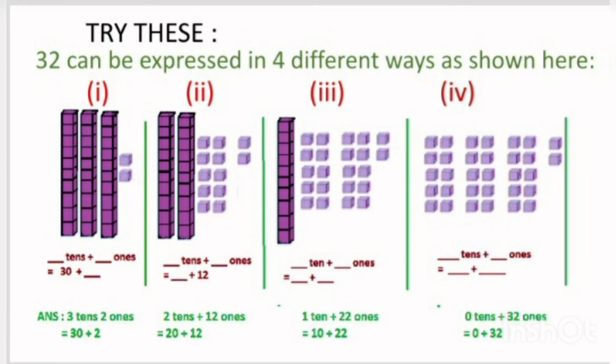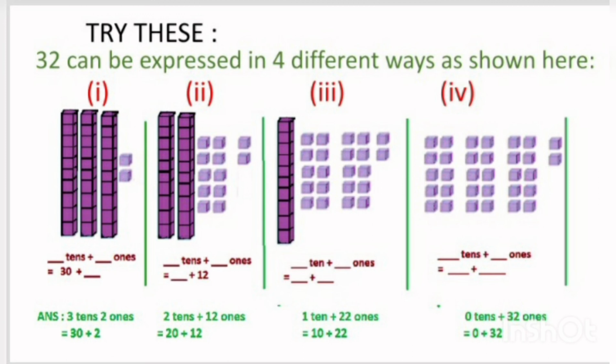Now, let us see one more question, a little more difficult than the previous one. Here you have to represent 32 in different ways. So, 4 ways are shown here. First way, see that 32 means 3 tens and 2 ones. 3 stacks of 10 each and 2 unit cubes, that is 3 tens and 2 ones.